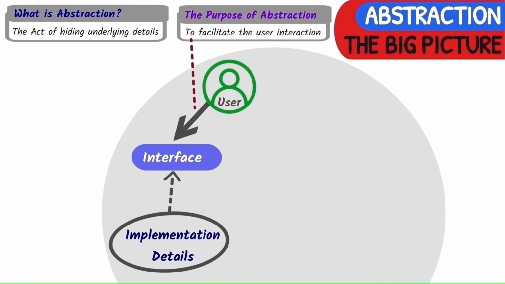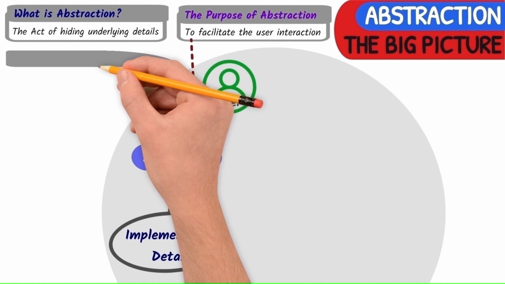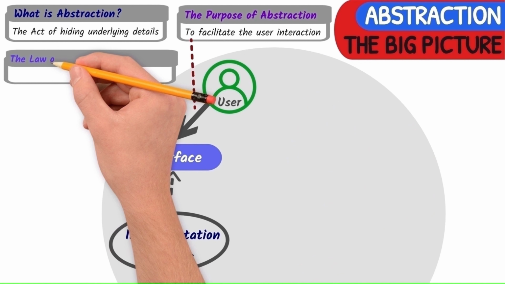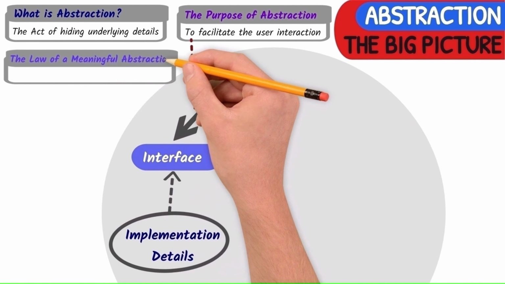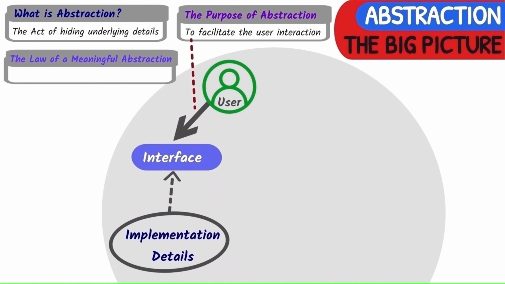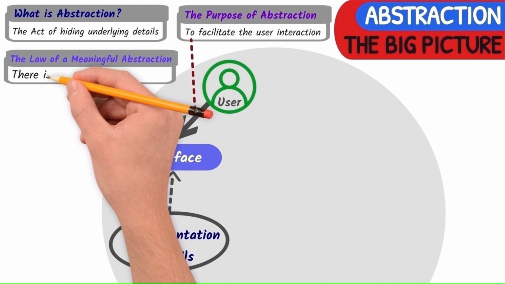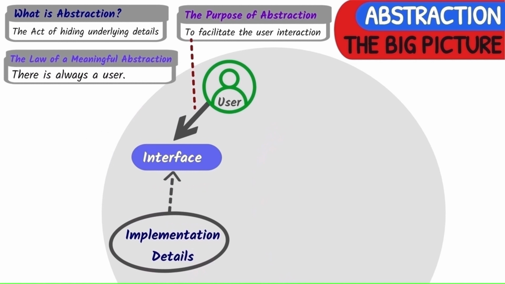It's crucial to understand this purpose. Understanding this purpose will lead us to some other very important details driven by it, including the law of a meaningful abstraction. So, if the purpose of abstraction is to facilitate the user's interaction, then it's obvious that there must be a user who is using that abstraction.